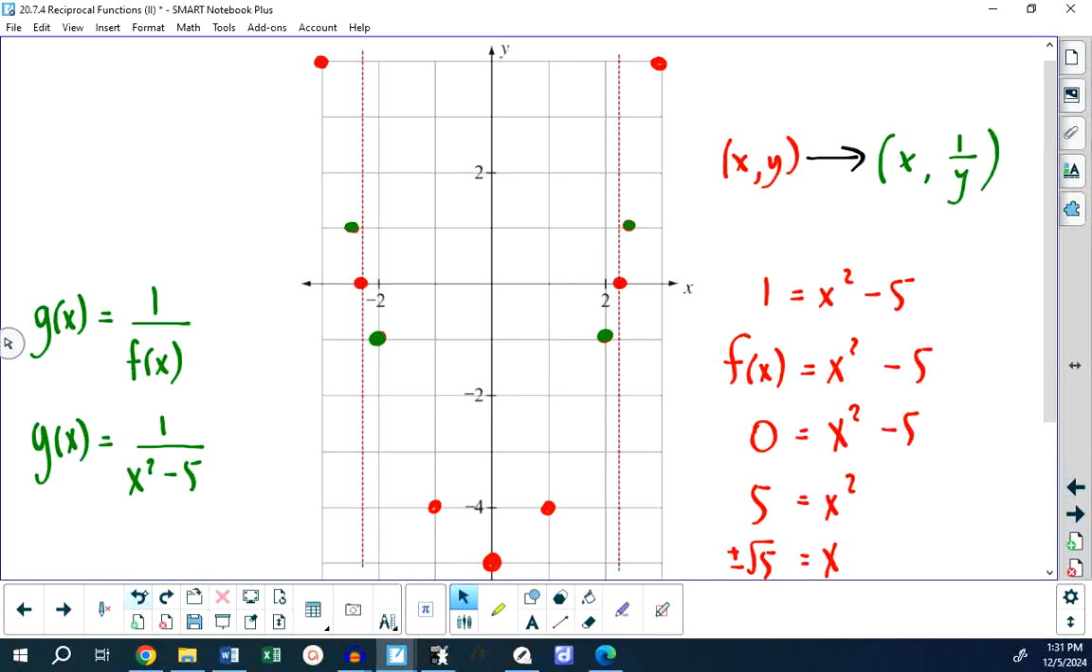Now this gets really difficult to draw. Let's plot this point after transforming it by taking the reciprocal of y. That point has a y-coordinate of 4, the reciprocal of which is a quarter.